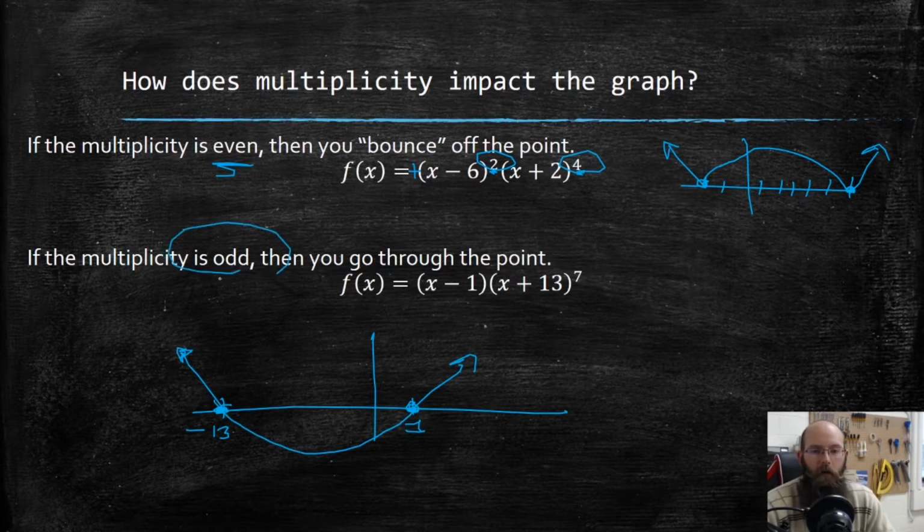If I have an odd multiplicity, I'm going to go through that x-intercept. That's an important piece to get from this. And again, with even multiplicity, I'm going to bounce off of that point. That all comes from the exponent on that factor that has an x in it. So let's go on and do an example.